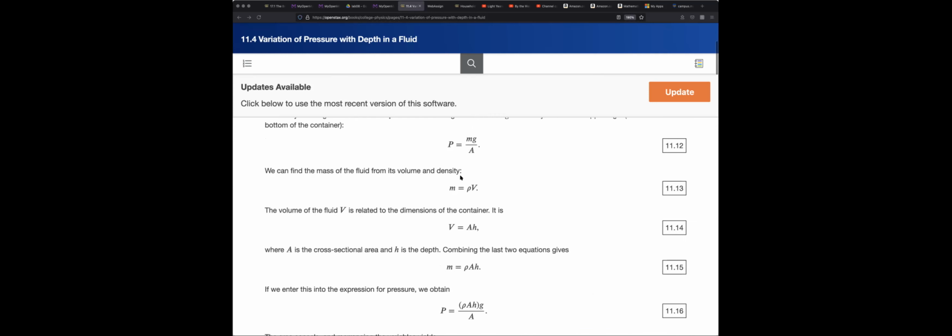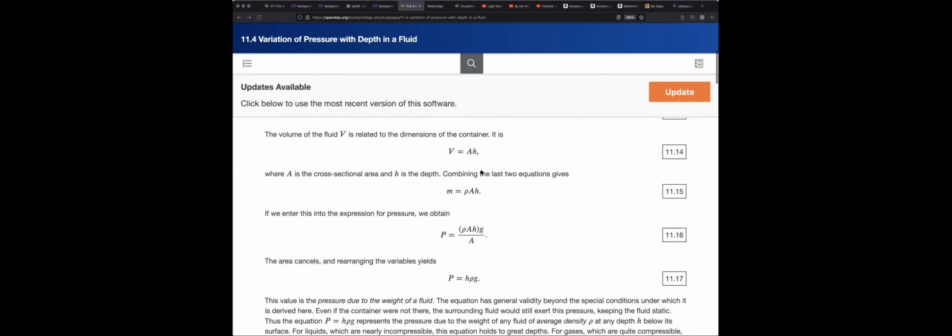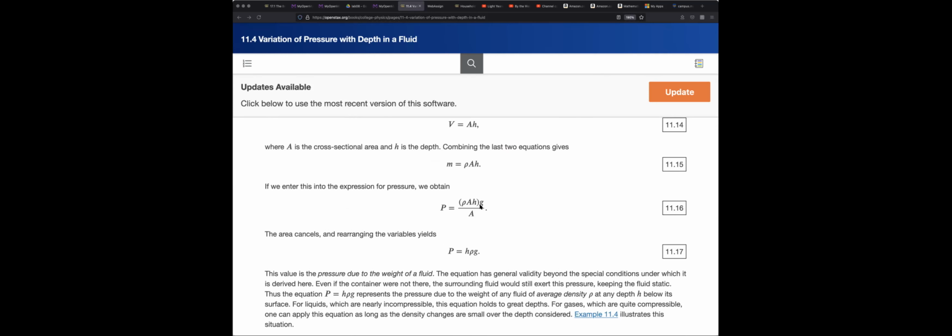And then you plug that back into the pressure equation for the mass, and you get rho times area times height times gravity divided by area. Well, that's the same area, so they cancel out. And you just get the height times the density times the gravity. It doesn't even matter how big of an area it is. And this is true for pretty much any situation.